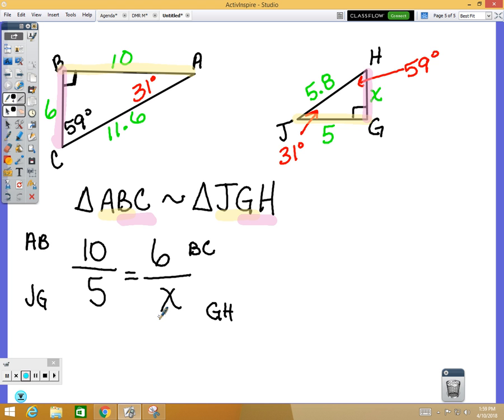We have our proportion now, so we can solve for x. 10 times x, and then 5 times 6, you got it. So 5 times 6 is 30, so that means x must be 3. This side over here must be 3. So besides finding all the angle measurements, we were also able to find the missing side by using that proportion. That's how you did it.